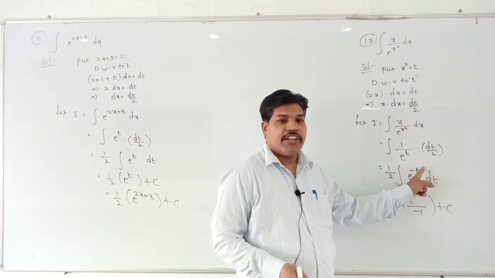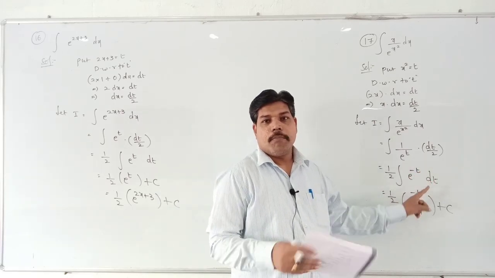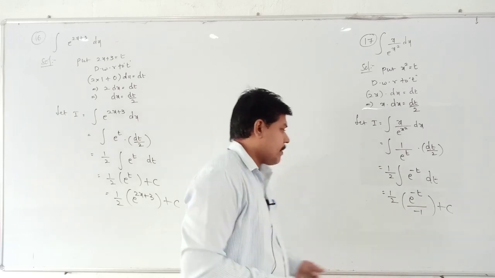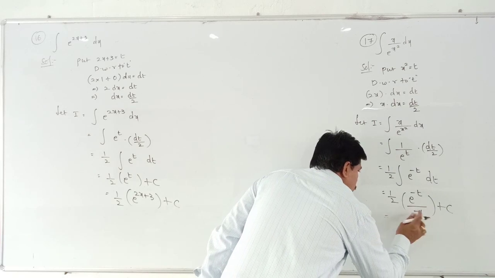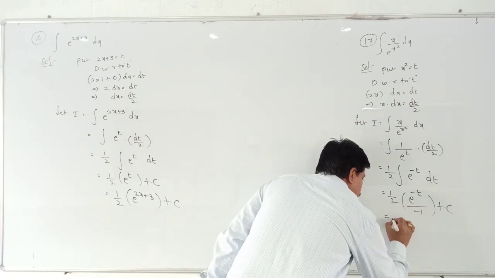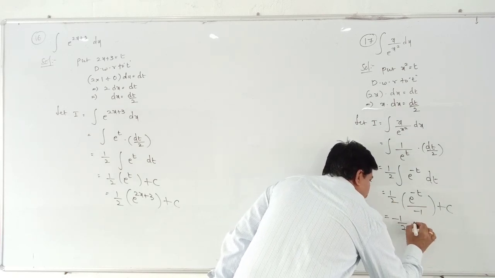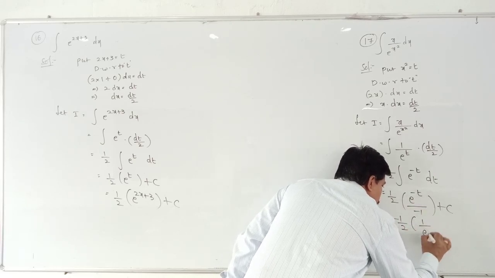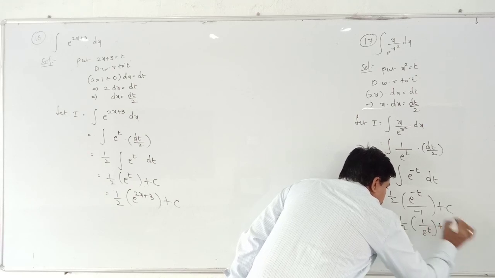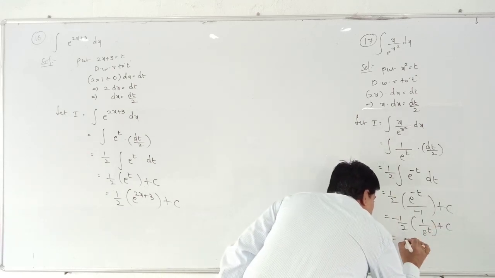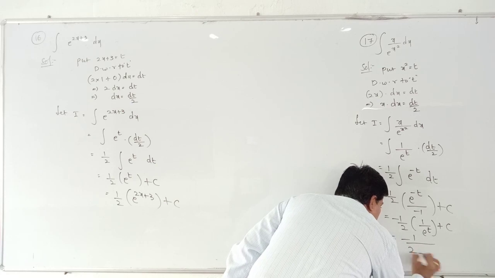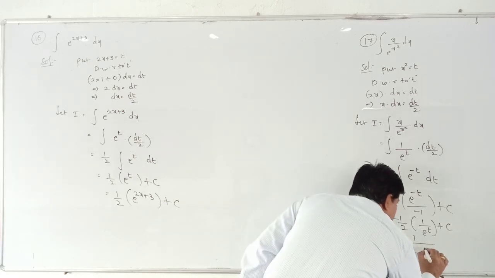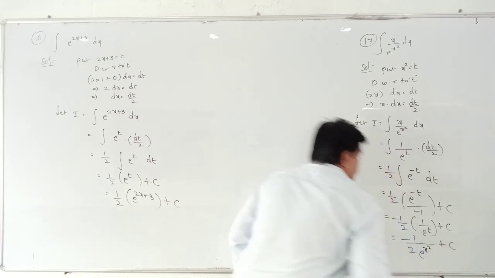The integration of e power minus t is e power minus t by the derivative of minus t, that is minus 1. What happens here, students? So that is equal to minus 1 by 2 into e power minus t. E power minus t value is 1 by e power t, plus c. So that is equal to minus 1 by 2 into e power, what is the t value? T value is nothing but x square, plus c.